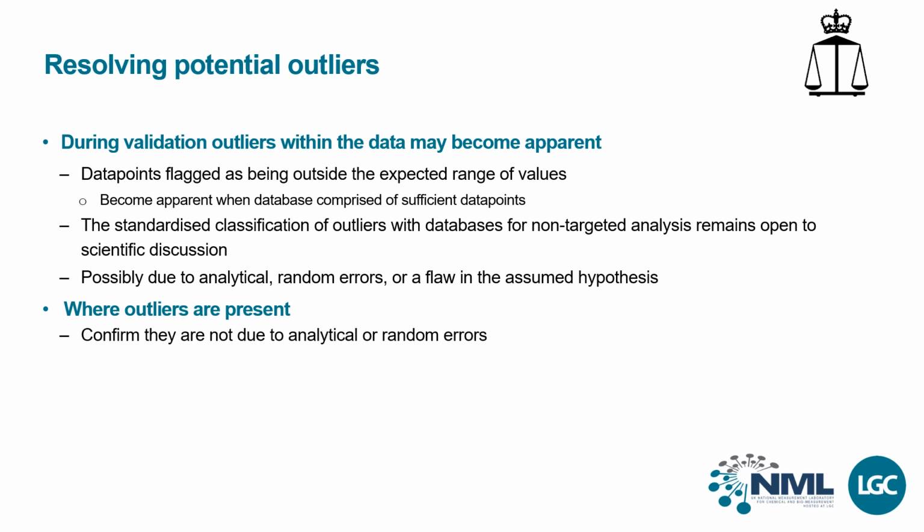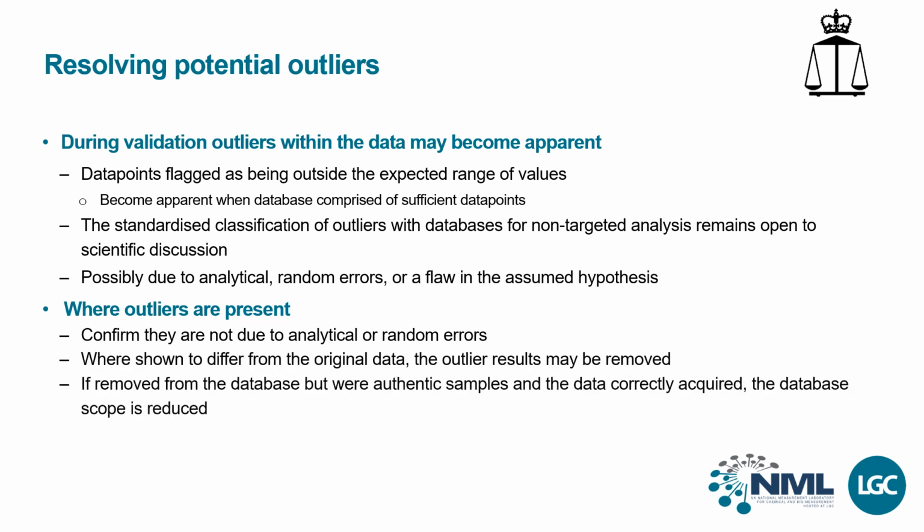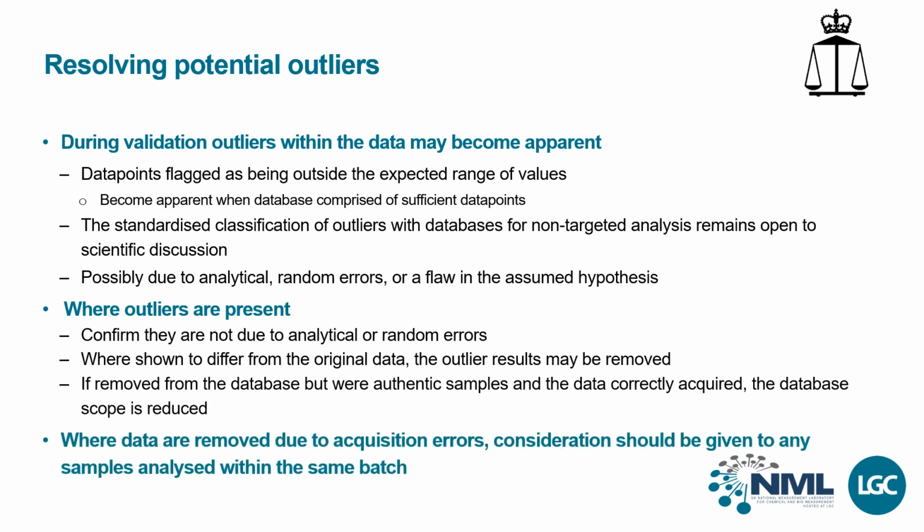If following a reanalysis of the data, the samples are shown to differ from the original data, then initial results may be removed. However, where data are removed due to acquisition errors, consideration should be given to any samples analysed within the same batch. Outliers may frequently be attributed to particular and unique technological or geographical issues, such as a particular microclimate or a technological choice.